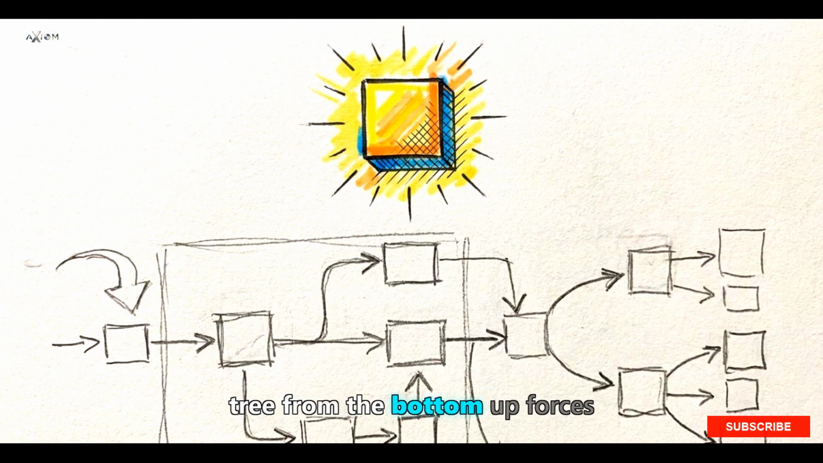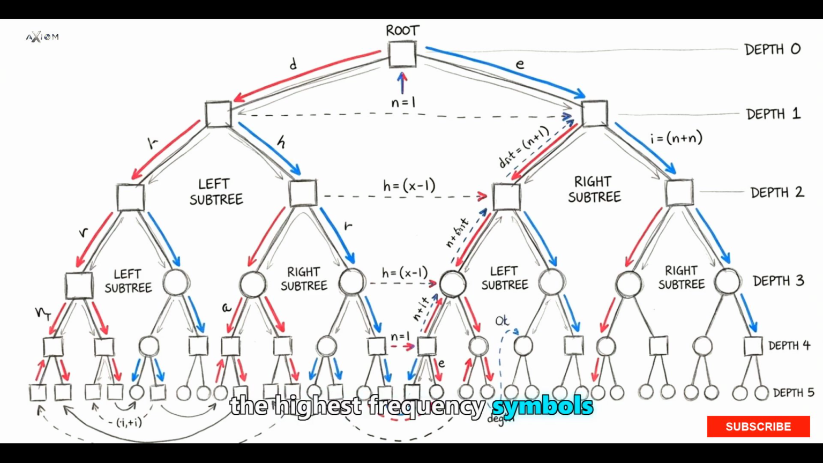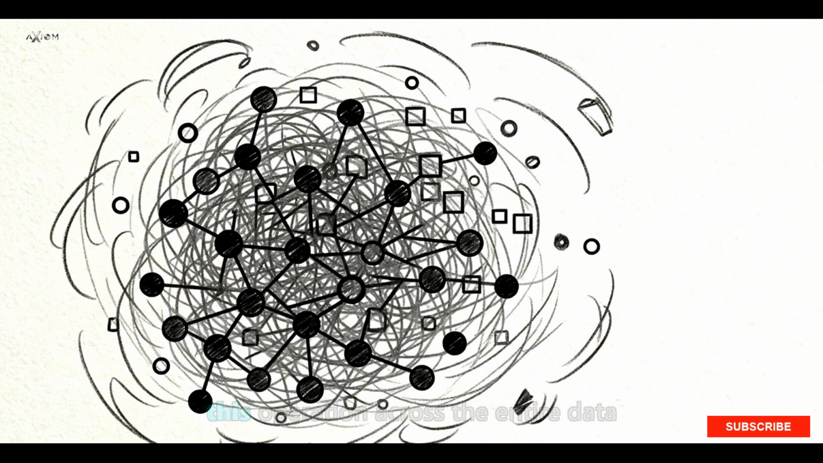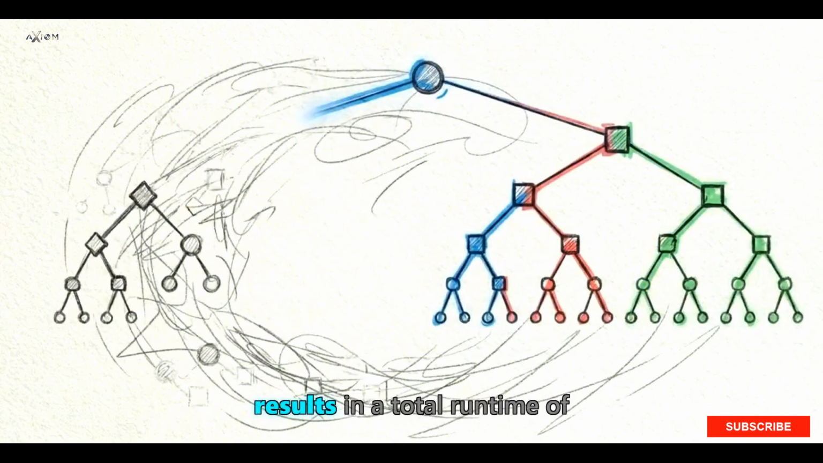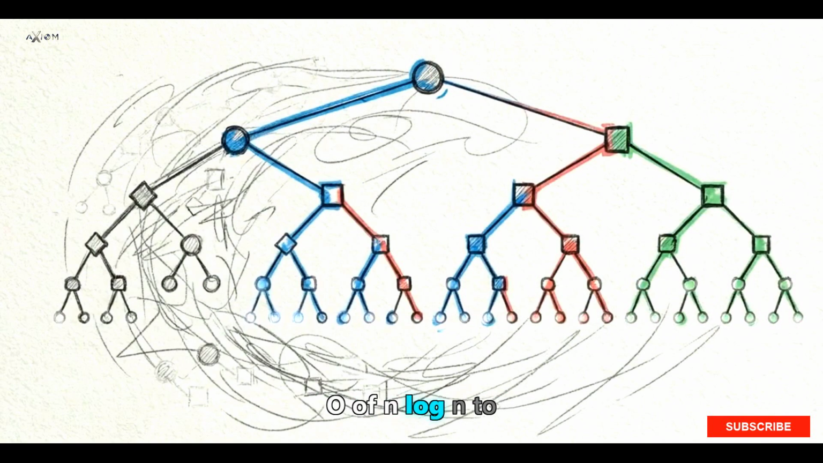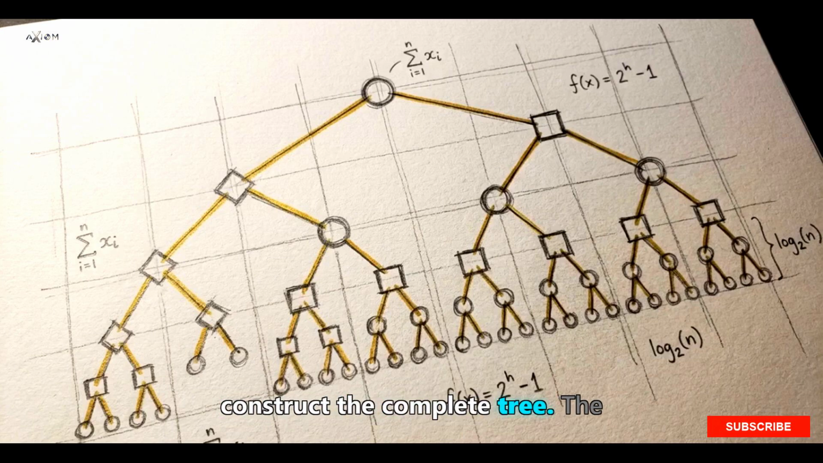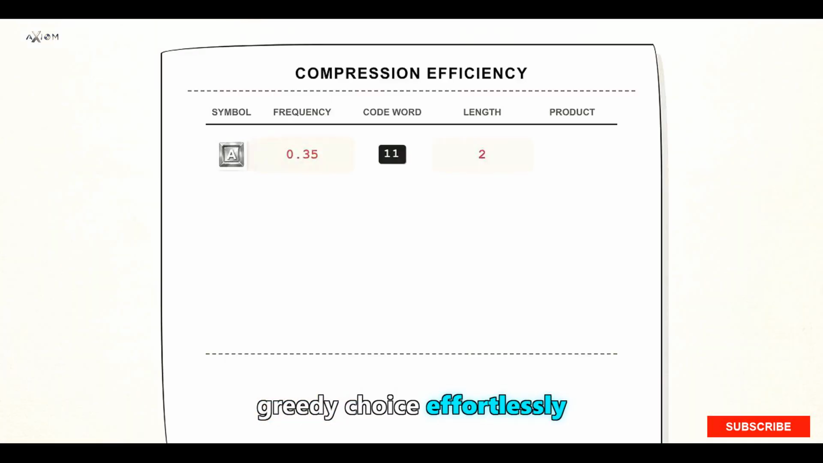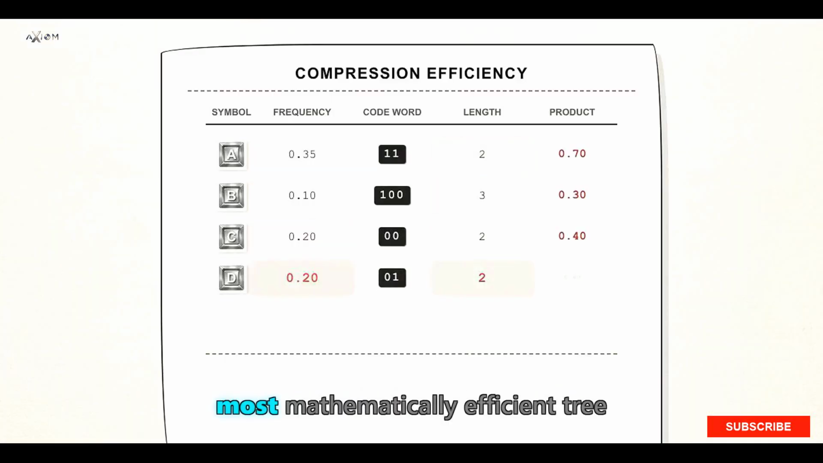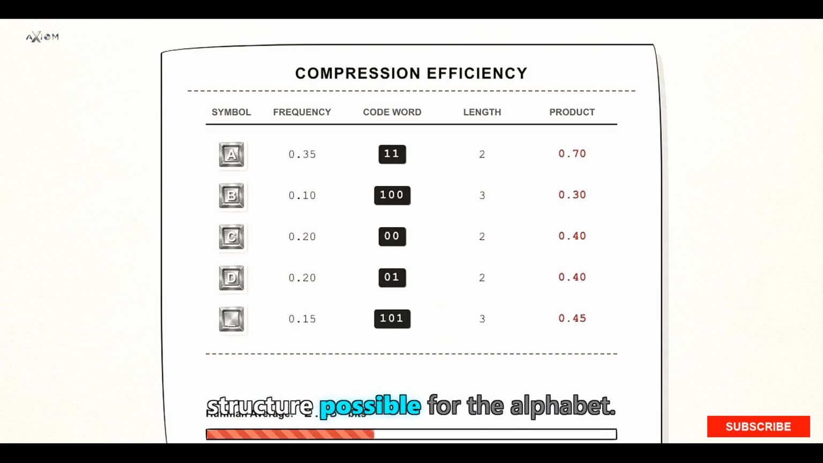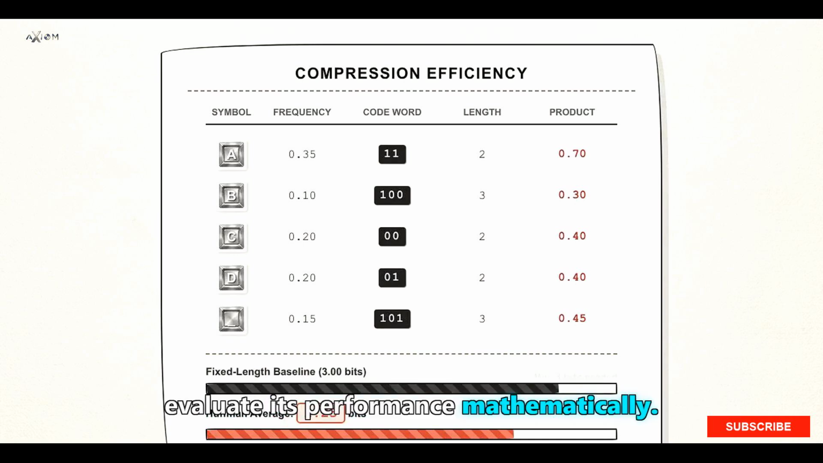Building the tree from the bottom up forces the highest frequency symbols to the top, securing the shortest possible binary codes. Extracting nodes from a min heap takes O of log n time. Running this operation across the entire dataset results in a total runtime of O of n log n to construct the complete tree. The greedy choice effortlessly sorts the data, producing the most mathematically efficient tree structure possible for the alphabet. With the structure complete, we can evaluate its performance mathematically.